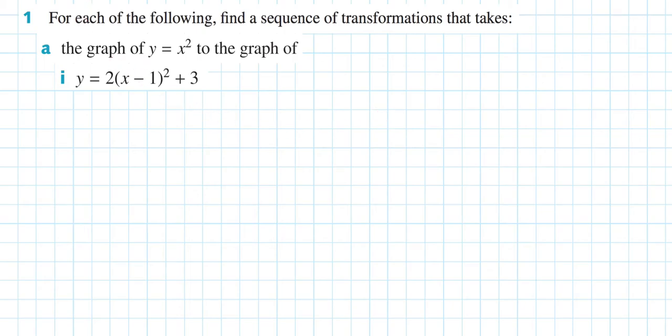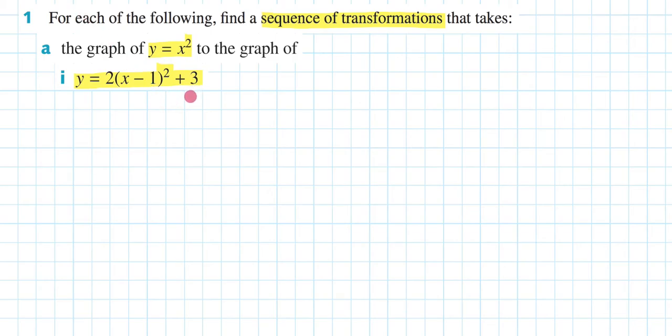So we are doing exercise 7D, and in this video I'll be answering question 1AI, which says for each of the following, find a sequence of transformations that takes the graph of y equals x squared to the graph of y equals (2x minus 1) squared plus 3. Okay, so what is this asking of us?